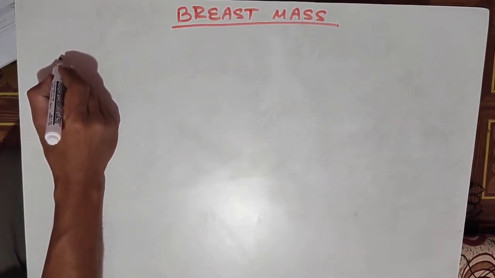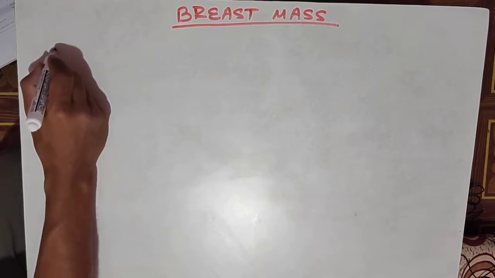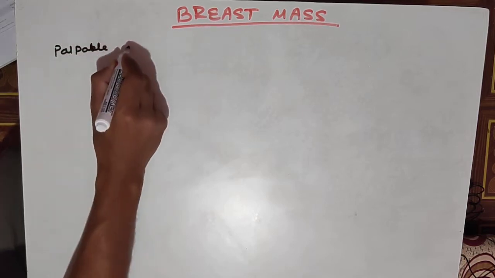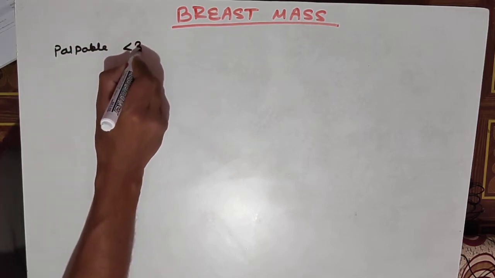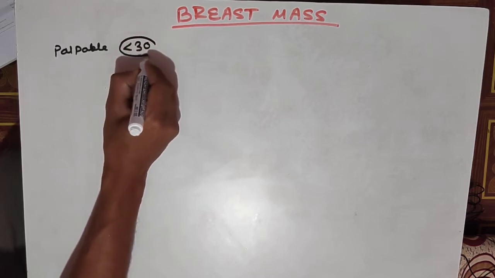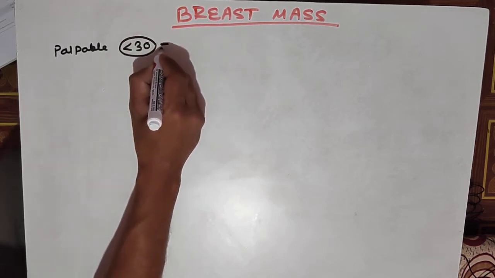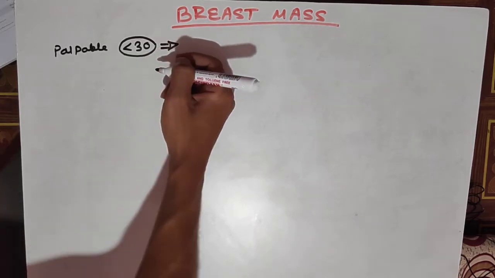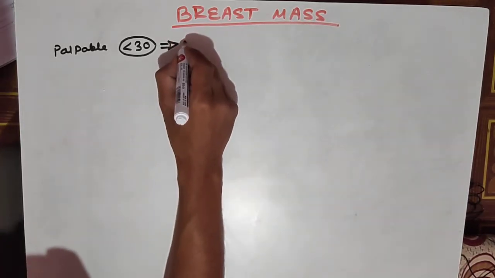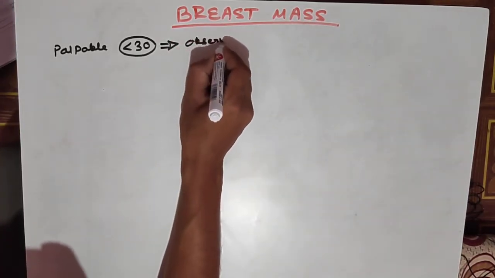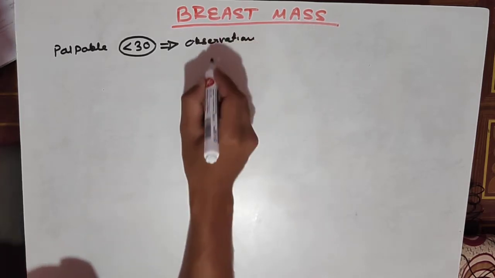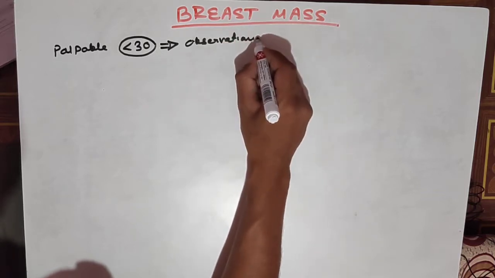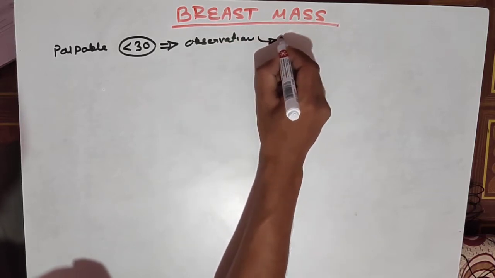First of all, suppose there is a palpable mass, the first category, palpable mass, but the age of the patient is less than 30. Then we will look for 2 to 3 cycles. In this case, we can observe this patient for 1 to 2 cycles. Observation can be done. And even after 2 to 3 cycles, if the mass is not resolving, we should go for USG.